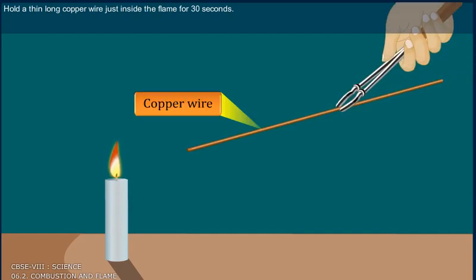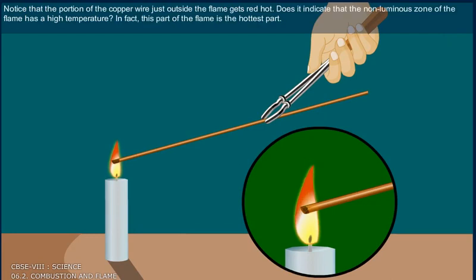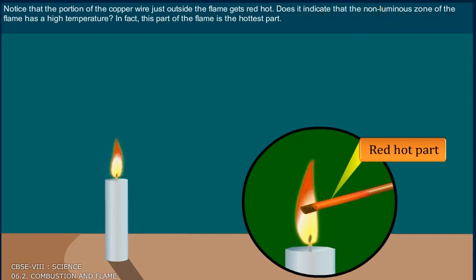Hold a thin long copper wire just inside the flame for 30 seconds. Notice that the portion of copper wire just outside the flame gets red hot. Does it indicate that the non-luminous zone of the flame has a high temperature? In fact, this part of the flame is the hottest part.